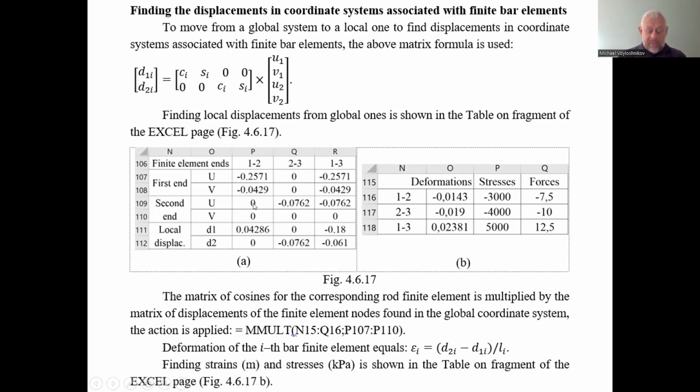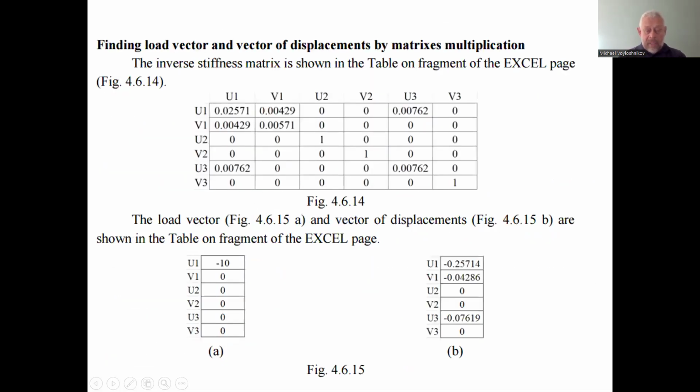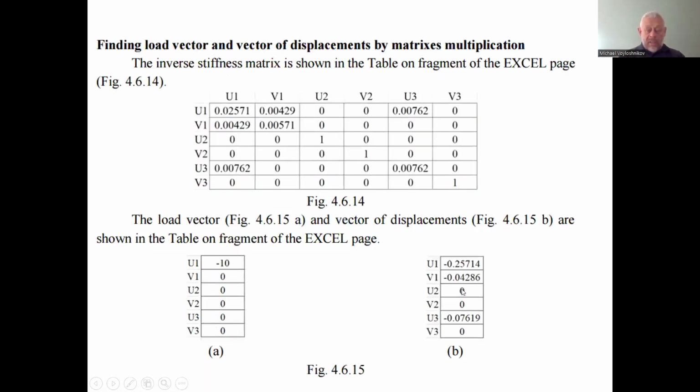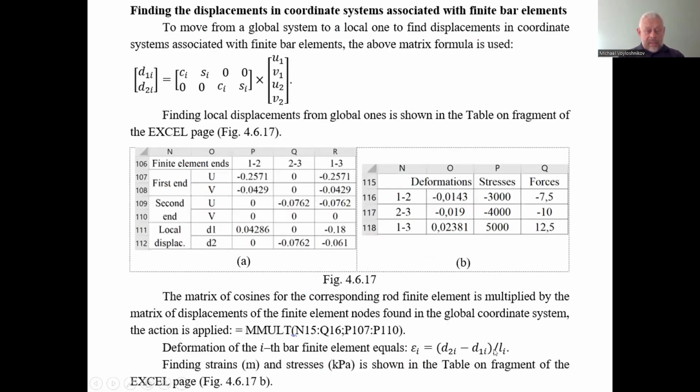So here for node 2, abscissa and ordinate, we have 0 displacement because this is supported. Node 2 is the second end of the first finite element. For the second finite element as well, the beginning, the first end, is the supported node 2. So it has, as we got previously, 0 displacements, and we just indicate the 0 displacement here. The end of the second finite element, between nodes 2 and 3, is node number 3.